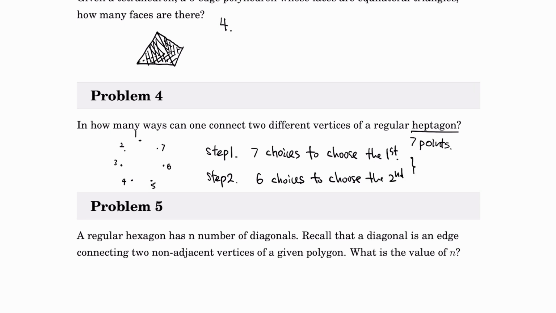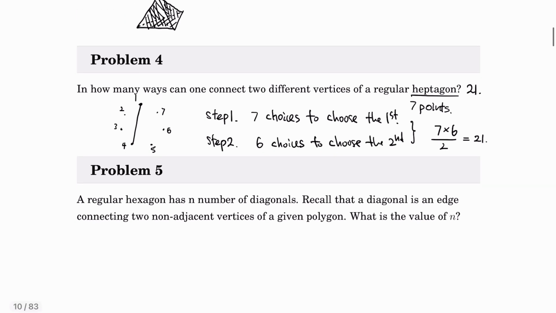Now that indicates that we have 7 times 6, but the answer is not 42 though. The answer is going to be 21. The reason it's going to be 21 is because if you connect 1 and 4 together, you can see that the segment 1, 4 must be considered the same as 4, 1. Because we have that type of property for the segments, we need to divide by 2 to get rid of the overcounts. So the answer becomes 21. So yes. Now number 5.